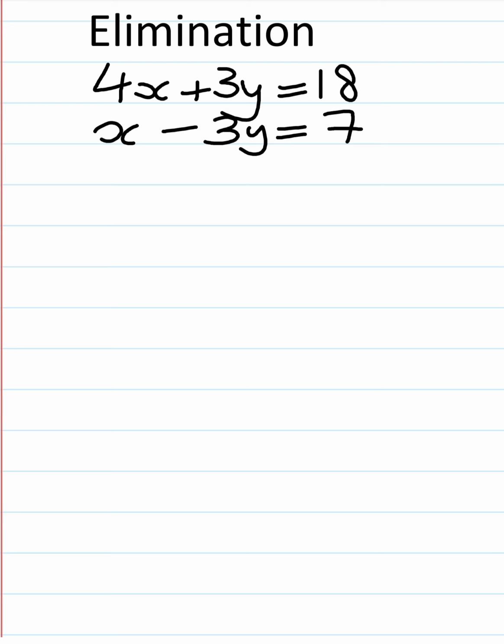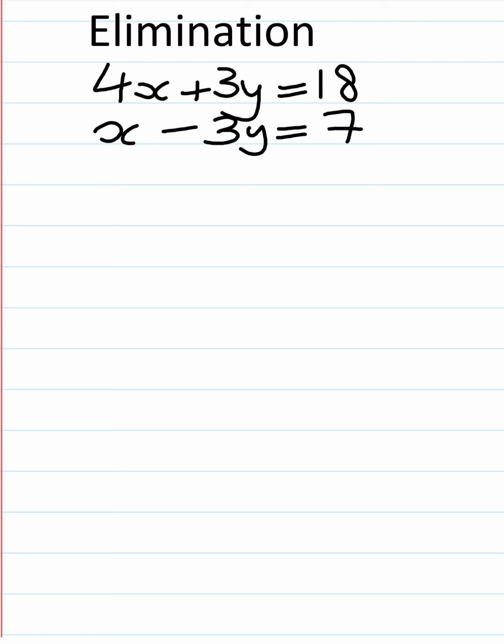Alright, elimination means we want to add or subtract the equations to eliminate one of the variables. Now let's try and decide which one we want to get rid of, whether it be x or y. If we take a look at the numbers in front of an x, we have 4 and 1, which means they're different. And while we can cancel them out, it will be a little bit harder.